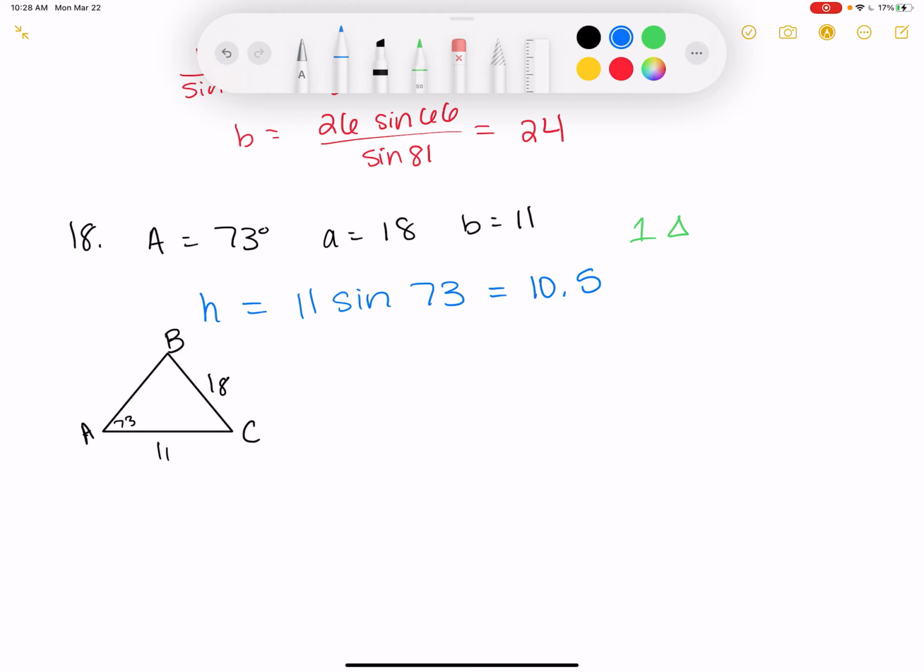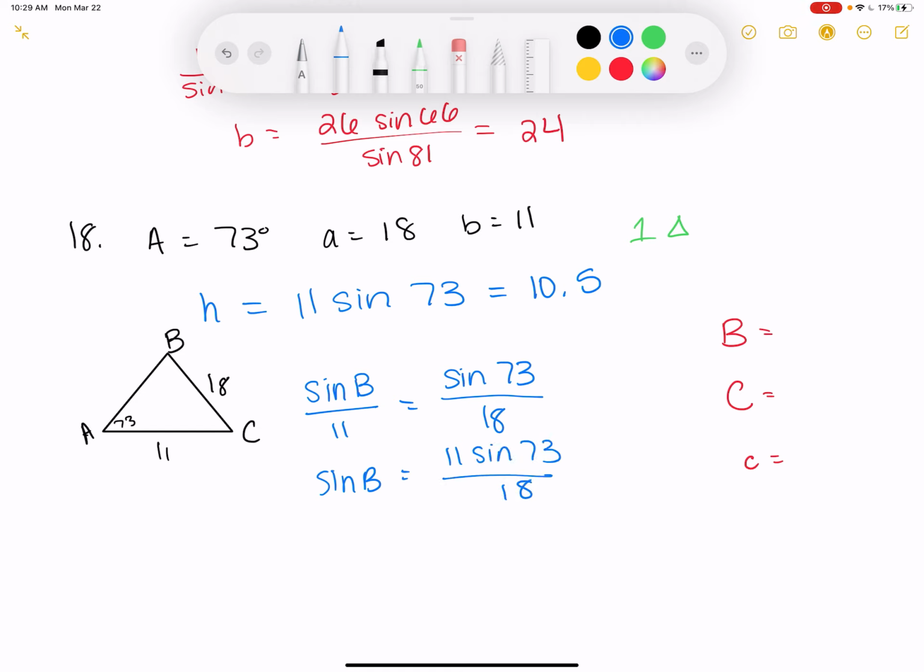So I'm going to want to find angle B next. That's the first thing I want to do, find B, and then I can find angle C, and then I can find side C. To find angle B, I'm using the same formula. The sine of B over 11 is equal to the sine of A, which is 73, over 18. So I'm going to multiply by 11. The sine of B is equal to 11 sine of 73 over 18.